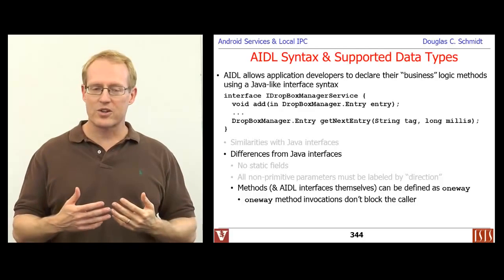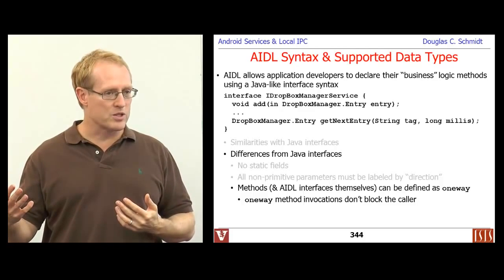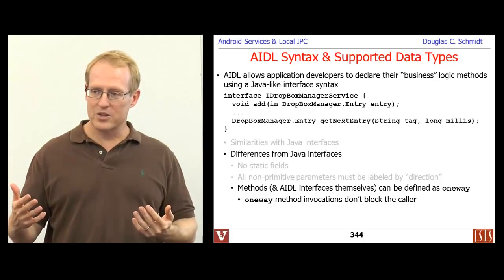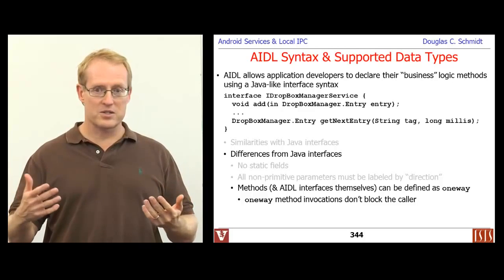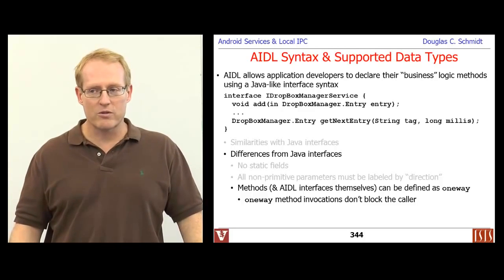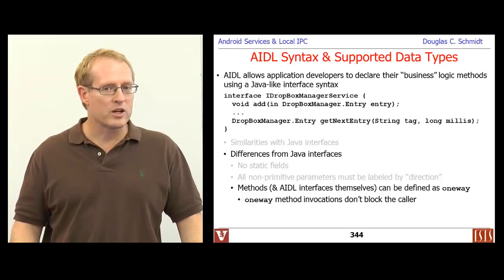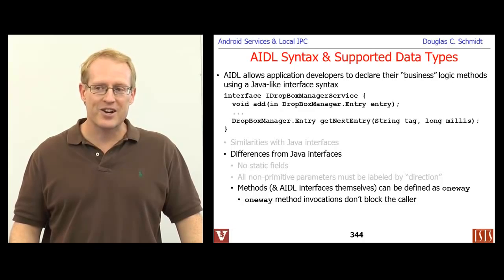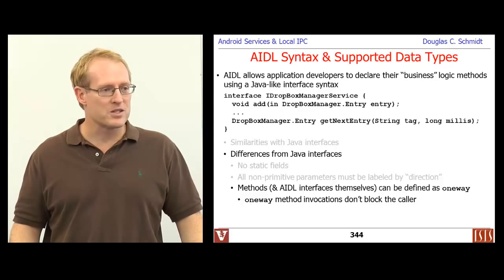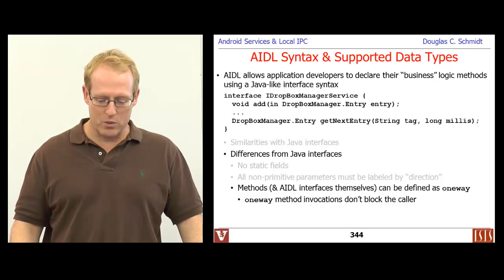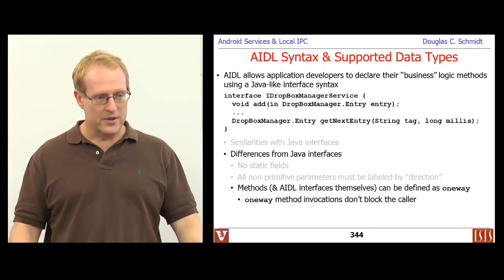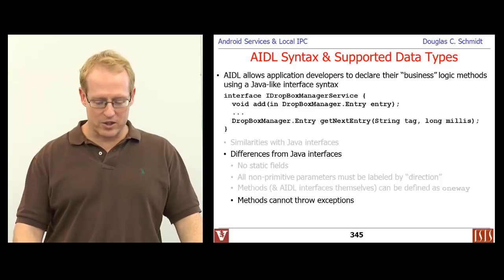It doesn't wait until the call goes over to the receiver side, is turned back into a method call, is processed, and so on. So that means that they're going to return much more quickly. And we're going to use this one-way capability later when we start talking about asynchronous mechanisms and how you can use asynchronous communication in AIDL by using a pair of one-way methods. So one-way methods don't block the caller.